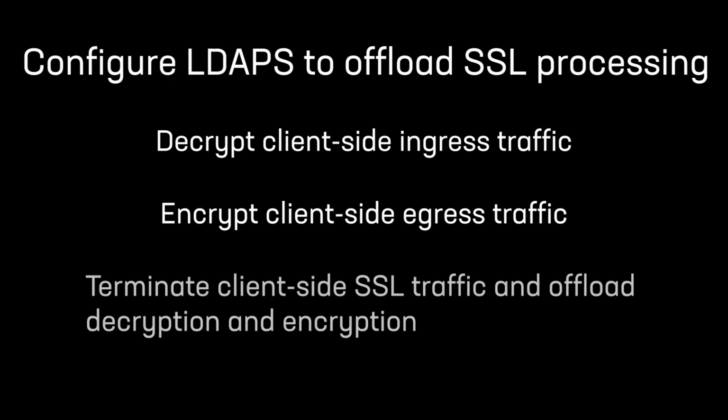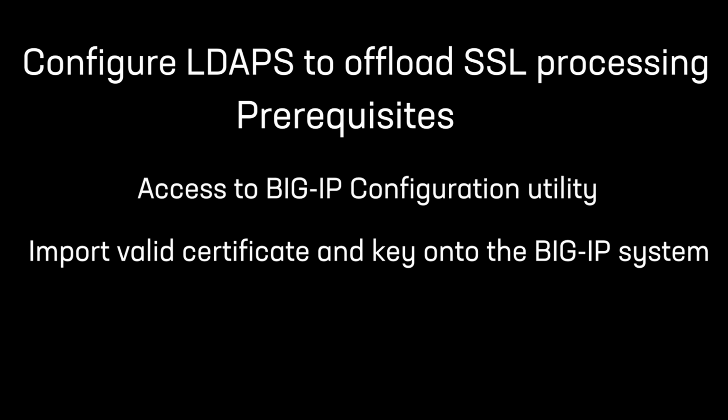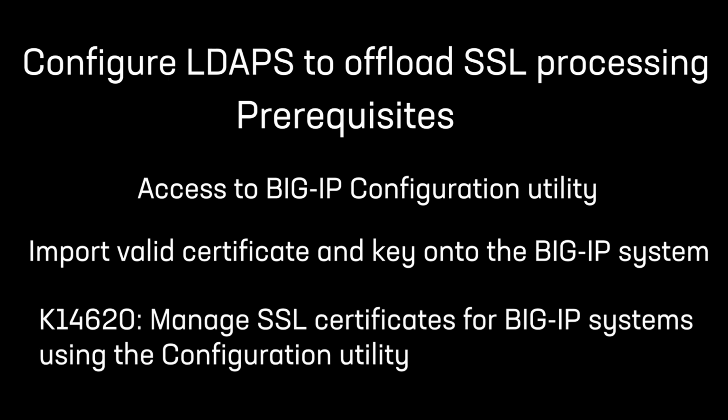By terminating the client-side SSL traffic, the BIG-IP system offloads these decryption and encryption functions from the destination LDAPS servers. Before performing the procedure in this demo, make sure that you have access to the BIG-IP configuration utility and that you import a valid certificate and key onto the BIG-IP system. For more information about SSL certificates, refer to this article linked below.